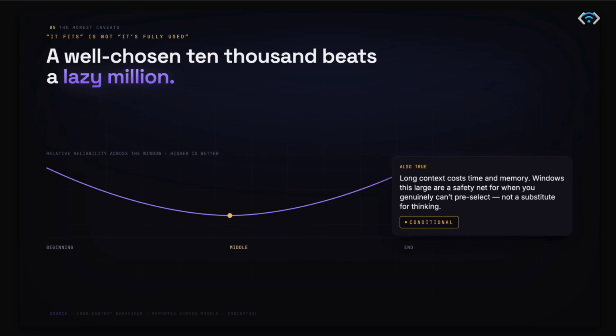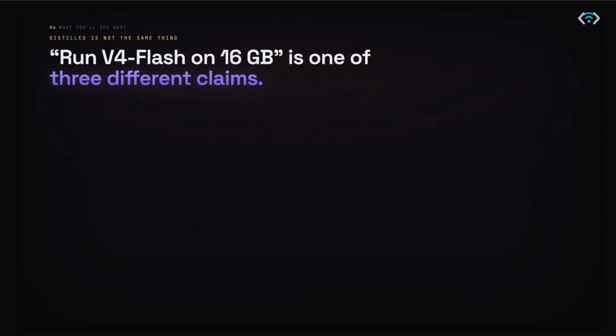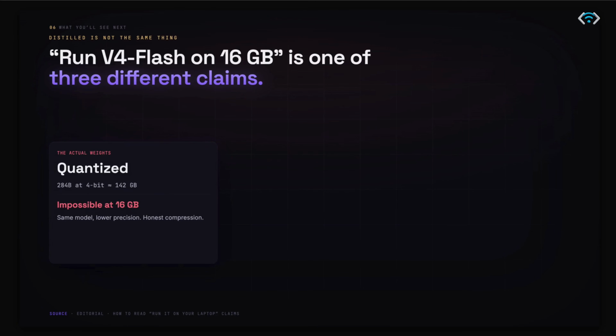Long context is also expensive in time and memory. And most practically, a well-chosen 10,000 tokens usually beats a lazy million. Windows this large are a safety net for when you genuinely can't pre-select, not a substitute for thinking. A warning about what you'll see next: distilled is not the same thing.